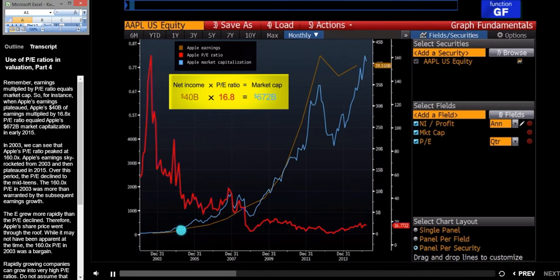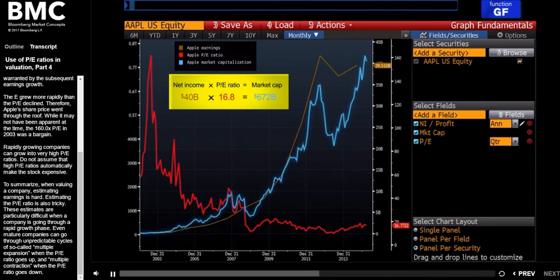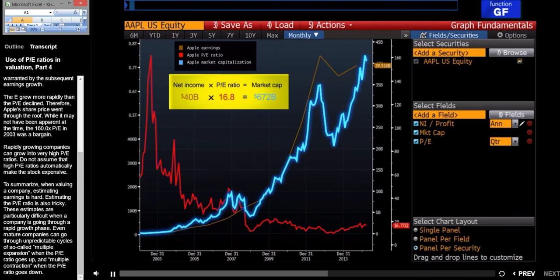Apple's earnings skyrocketed from 2003 and then plateaued in 2015. Over this period, the P/E declined to the mid-teens. The 160 times P/E in 2003 was more than warranted by the subsequent earnings growth. The E grew more rapidly than the P/E declined. Therefore, Apple's share price went through the roof. While it may not have been apparent at the time, the 160 times P/E in 2003 was a bargain.